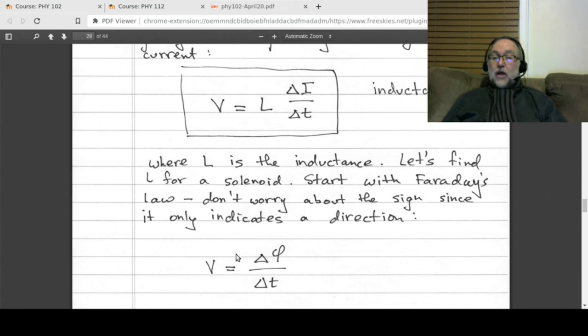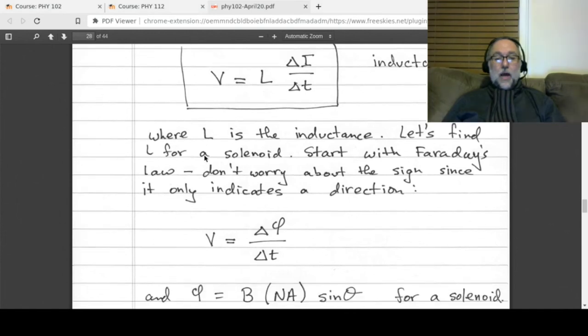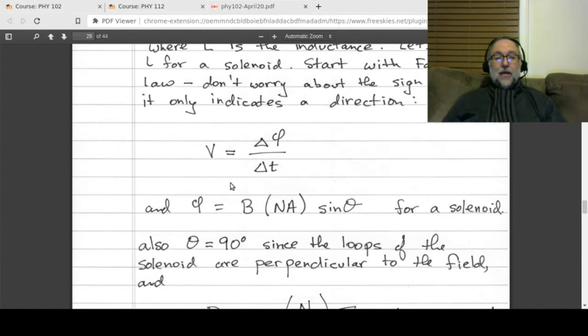So let's start off with Faraday's law, and let's see if we can actually get it into this form, so that we can identify the inductance for a particular device. And you can almost guess the device, it's a solenoid. And so if we take the magnetic flux for a solenoid, remember I gave you that formula earlier, it's B times not just the cross-sectional area, but the cross-sectional area times the number of loops, because each loop adds its own contribution to the flux, times the sine of theta, and the orientation of the loops.